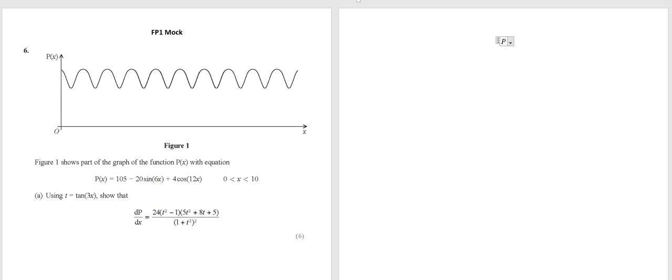I have p of x. That's 105 minus 20 sine 6x plus 4 cos 12x. And then we're going to get p dashed of x, or dp by dx is probably a better way to write it so that we're clear about what we're differentiating with respect to. And we differentiate this, see what we end up with, and then we'll see how we can turn it into something involving t.